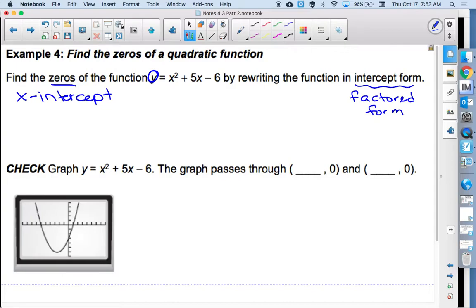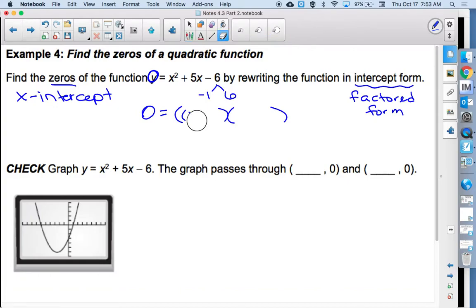Michael, how would you factor x squared plus 5x minus 6? What two numbers would multiply to be negative 6? Negative 1 and 6. So he said negative 1 and 6. Oops, I already had a parenthesis there. And then, Michael, my two x values would be? 1 and negative 6. Right.